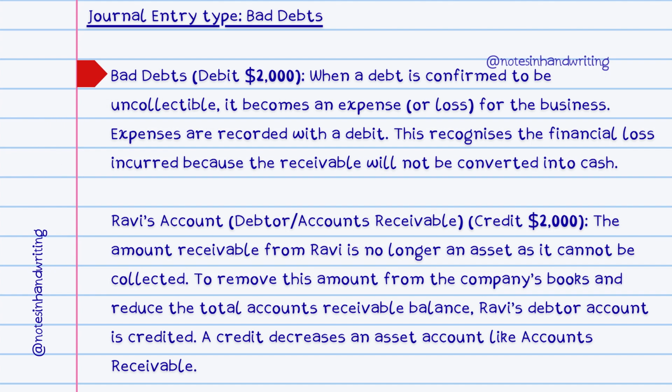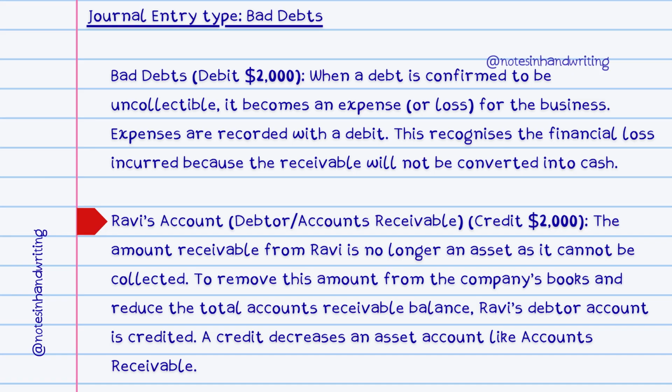When a debt is confirmed to be uncollectible, it becomes an expense or loss for the business. Expenses are recorded with a debit. This recognizes the financial loss incurred because the receivable will not be converted into cash.